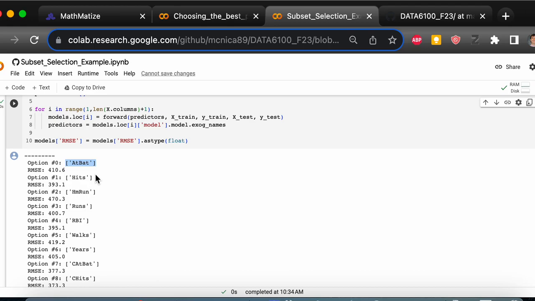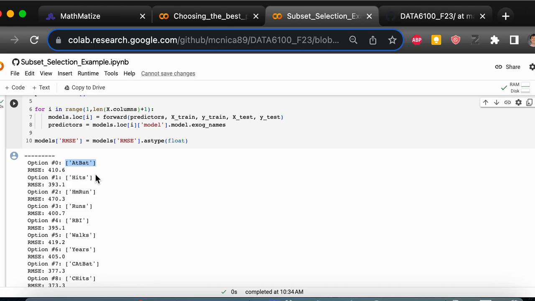But we could come up with an even better model that just uses at-bat. It would cost us something, but we can come up with an even better model, still only using at-bat. So still doing a y equals mx plus b with only one variable, but just having a more accurate estimate for the slope, for the beta hat 1.